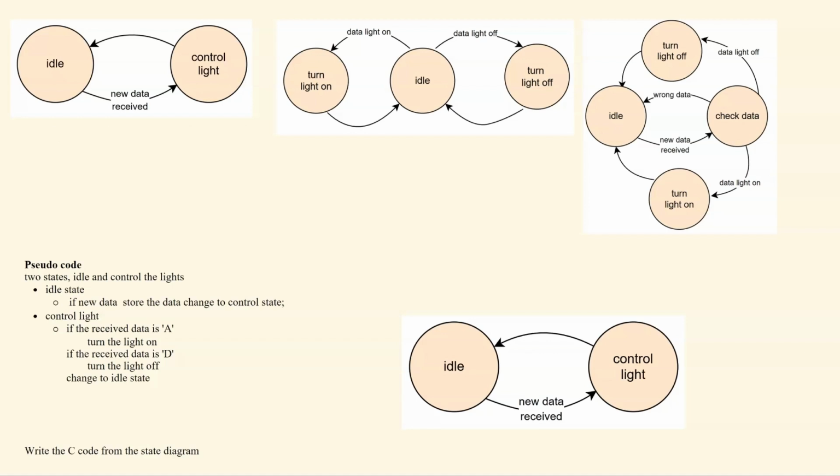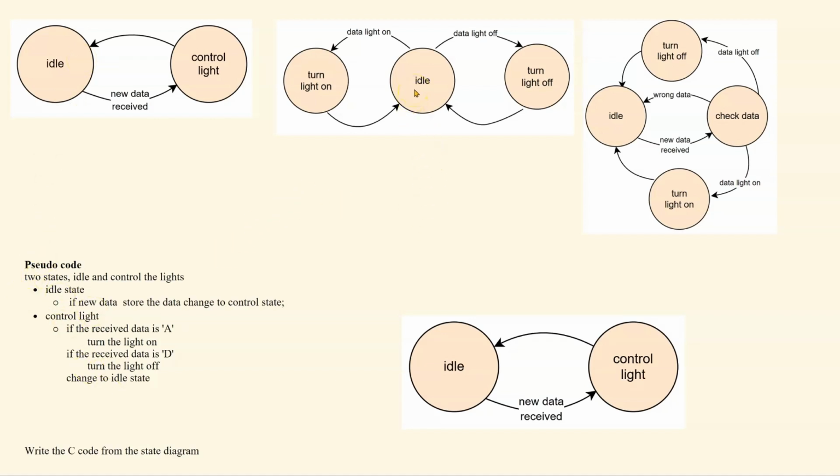There are a few state diagrams you could derive from that problem depending on your imagination. I'm showing 3 here. The first one is idle. If new data is received, we go to the control light state. If the received data is A, turn the light on. If the received data is D, turn the light off, and then return back to the idle. That's showing that pseudo code here.